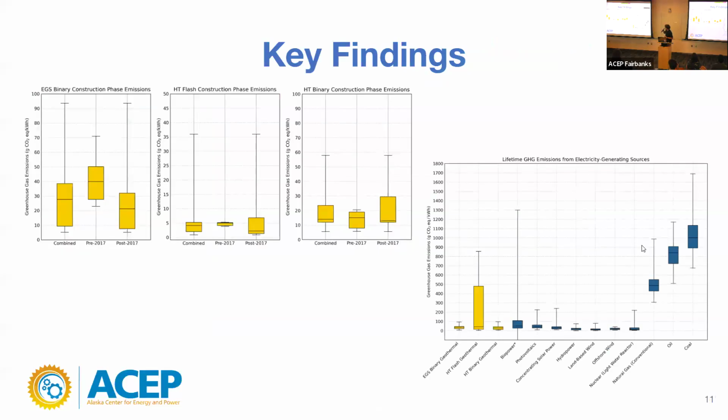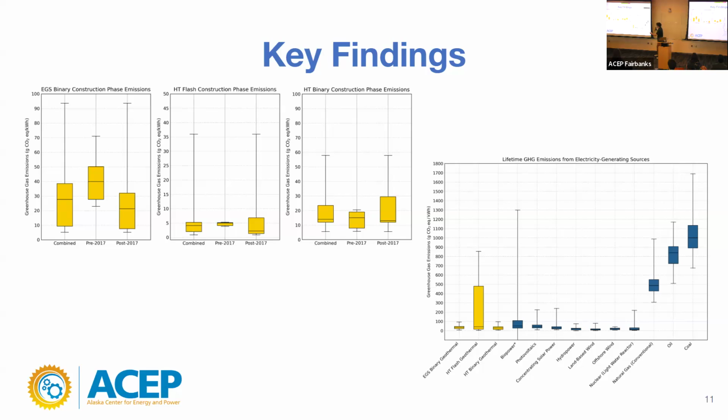And so a few key findings, you can see up here, I have the emissions broken down for the construction phase of each of the 3 technologies. And as you can see, between the pre-2017 data set and the post-2017 data set, the median emissions actually go down for all 3 technologies. And so this indicates that there have been improvements in drilling techniques in lowering greenhouse gas emissions during the construction phase of geothermal plants as a whole.